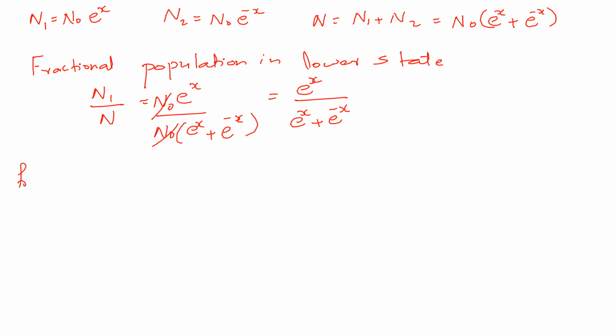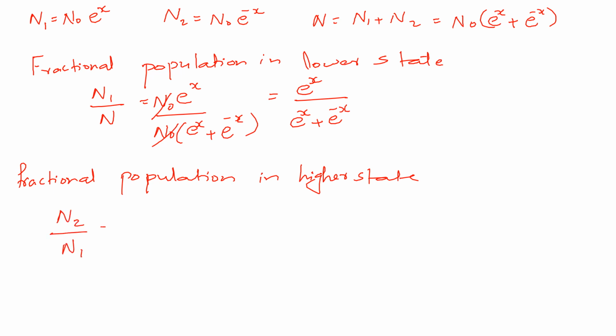And similarly, the fractional population in the higher state will be N2 divided by N, equal to e to the power minus X divided by e to the power X plus e to the power minus X. So we have the fractional population in the lower and upper state.